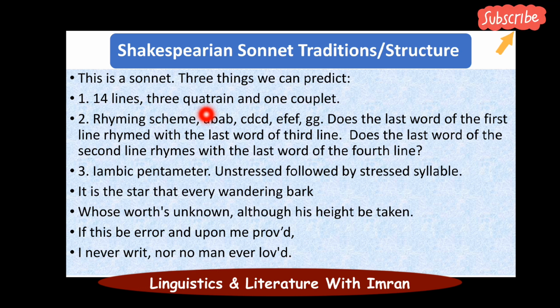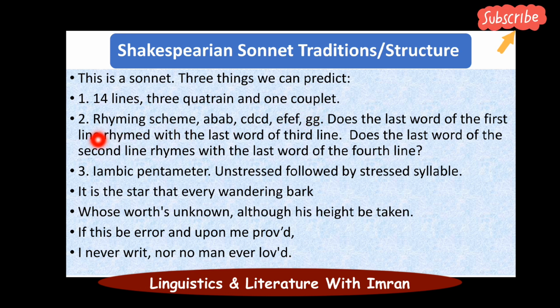A Petrarchan sonnet is structured in a different way, a Spenserian sonnet is structured in a different way, and a Shakespearean sonnet is structured in a different way. But one thing is common in all these types of sonnet: every sonnet consists of 14 lines, regardless of whether it is a Shakespearean, Petrarchan, or Spenserian sonnet. So a Shakespearean sonnet consists of 14 lines, structured in 3 quatrains and 1 couplet.